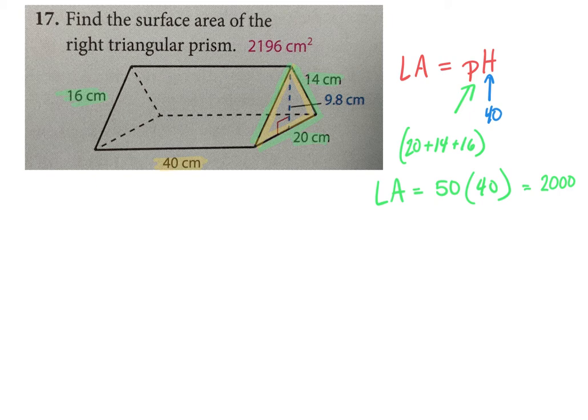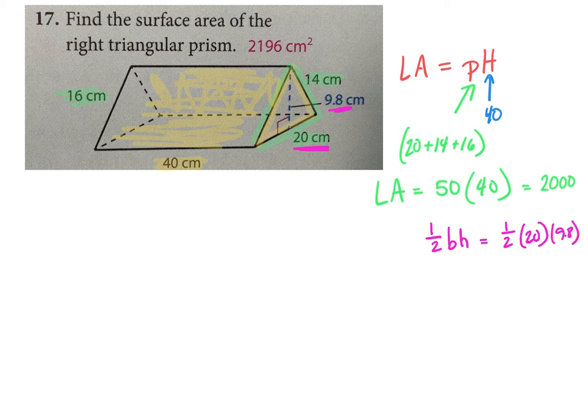Lateral area, they're asking for surface area. Surface area is all of the surfaces. The only thing I found here are my faces. I found these guys right here, my sides. I didn't find my two triangles. So I need to find my two triangles, and I'm just going to use the area of a triangle. Well, the area of a triangle is 1/2 base times height, right? The base of my triangle is 20, and the height of my triangle is 9.8.